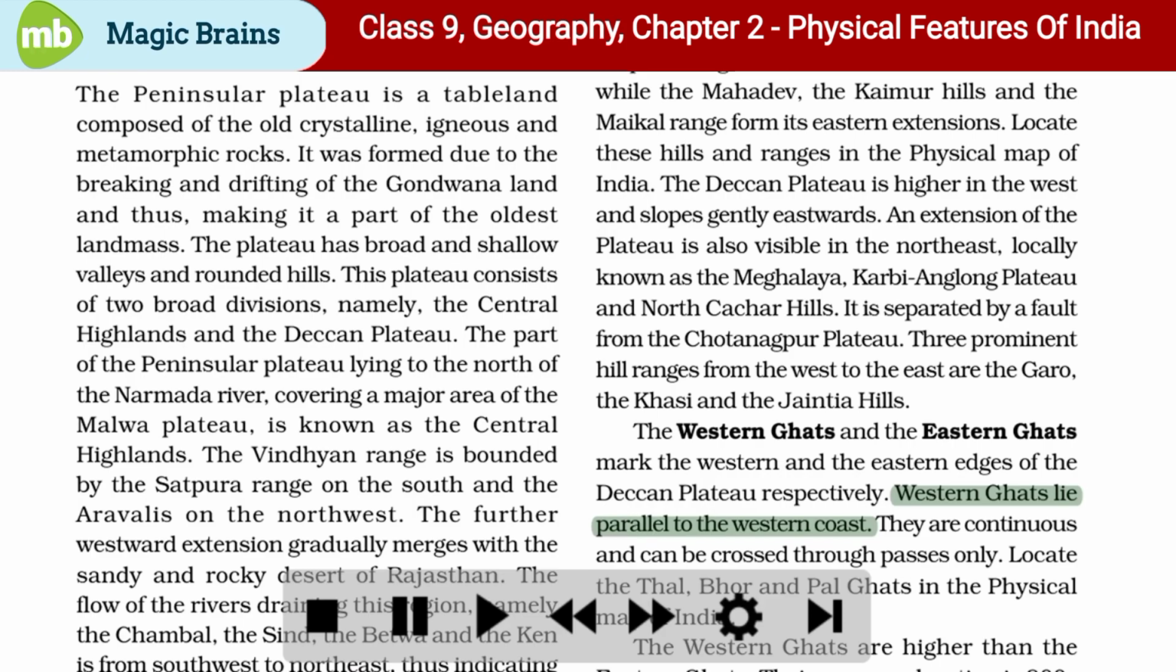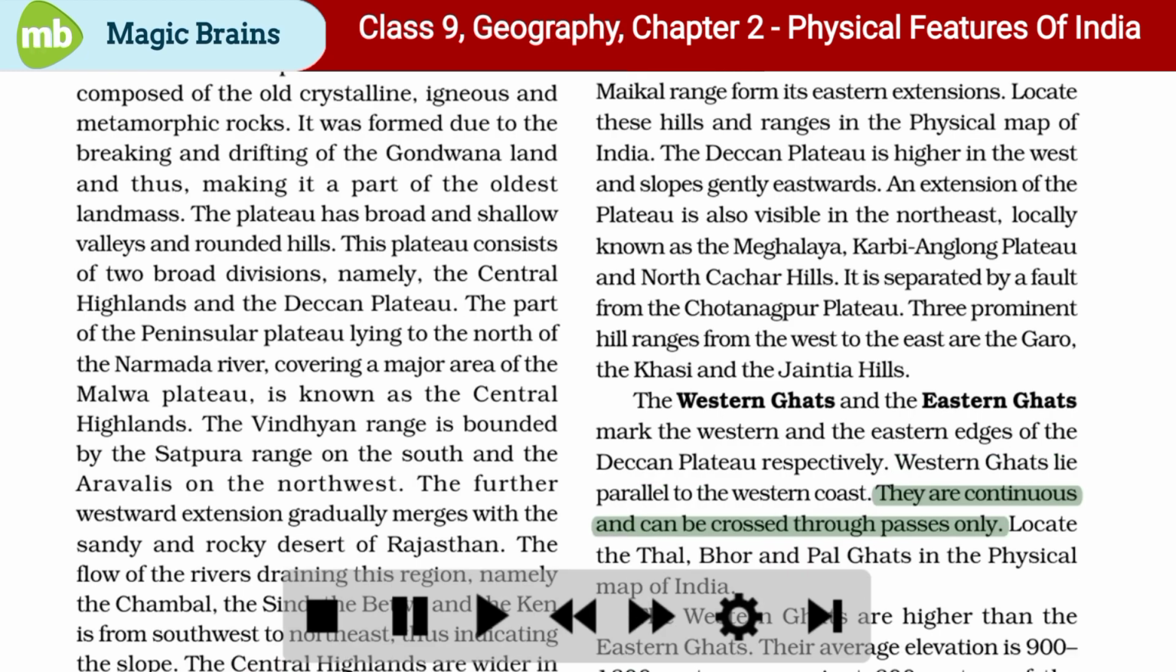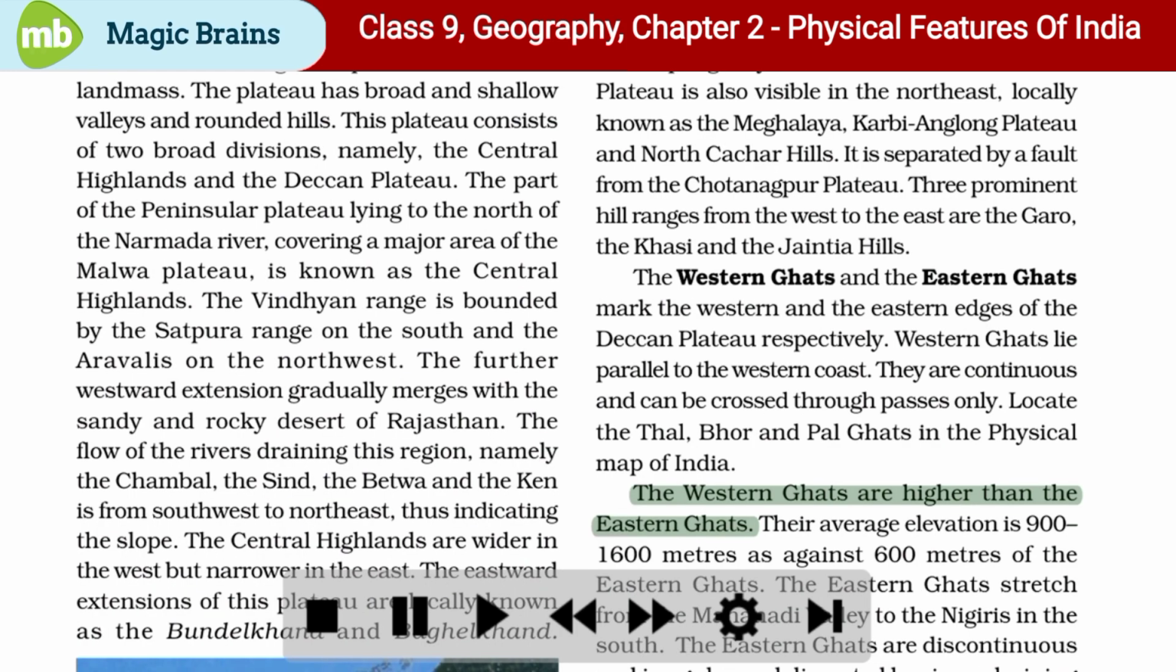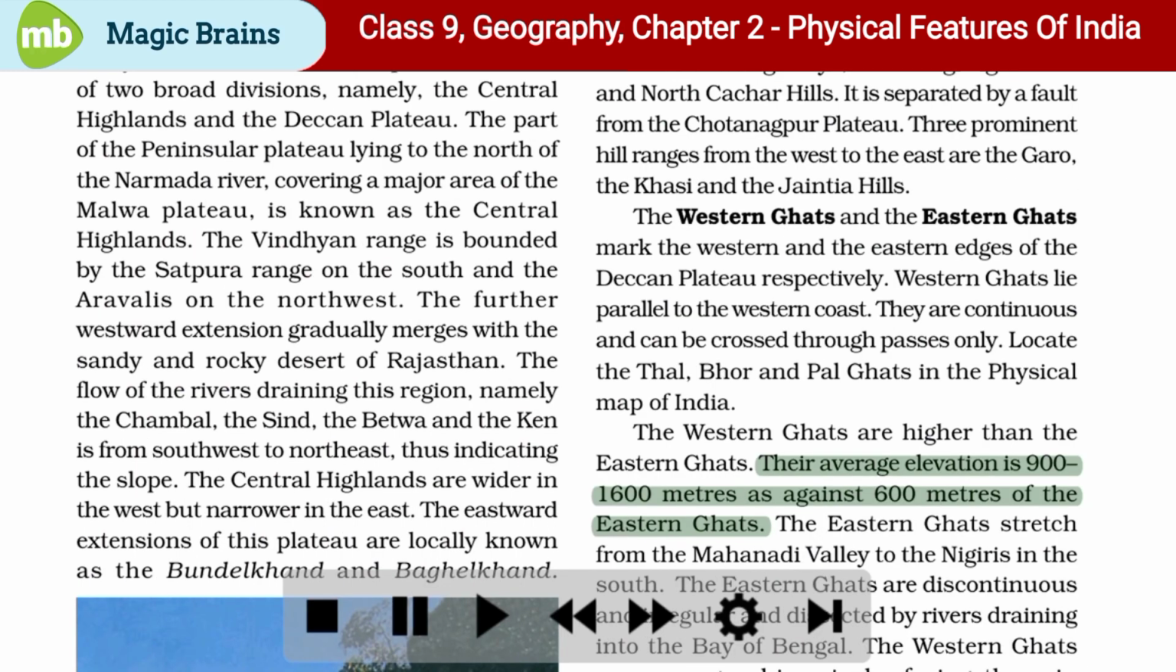Western Ghats lie parallel to the western coast. They are continuous and can be crossed through passes only. Locate the Thal, Bhor and the Pal Ghats in the physical map of India. The Western Ghats are higher than the Eastern Ghats. Their average elevation is 900 to 1600 meters as against 600 meters of the Eastern Ghats.